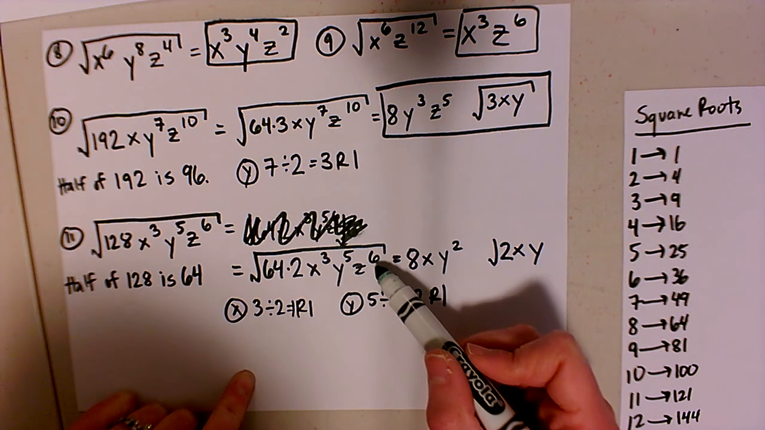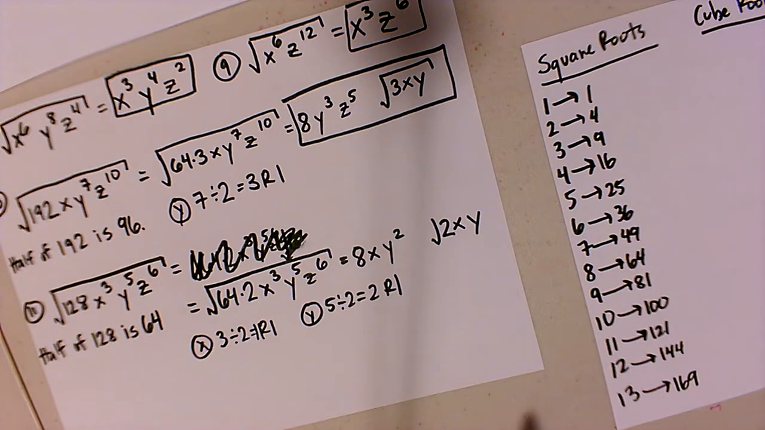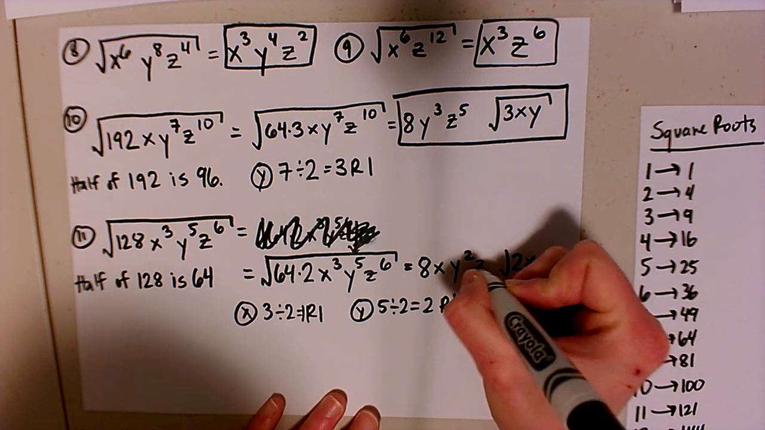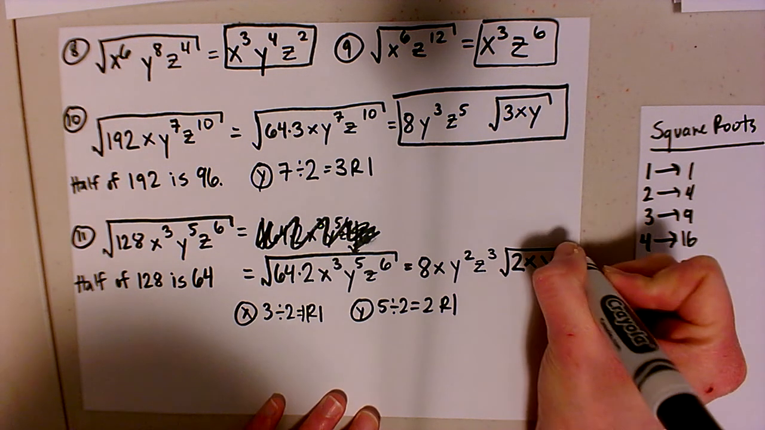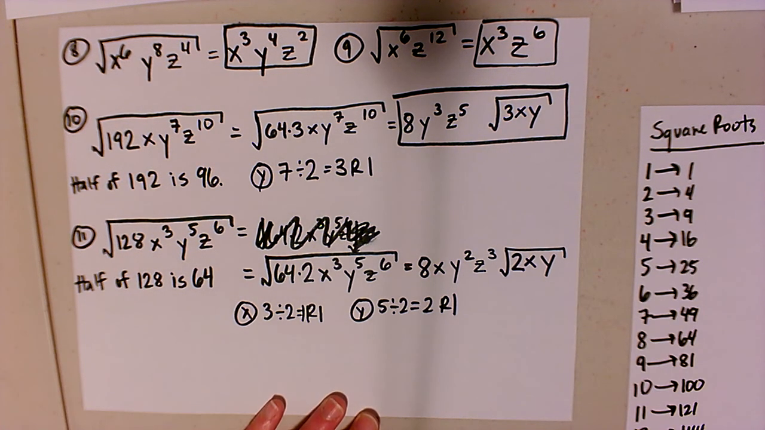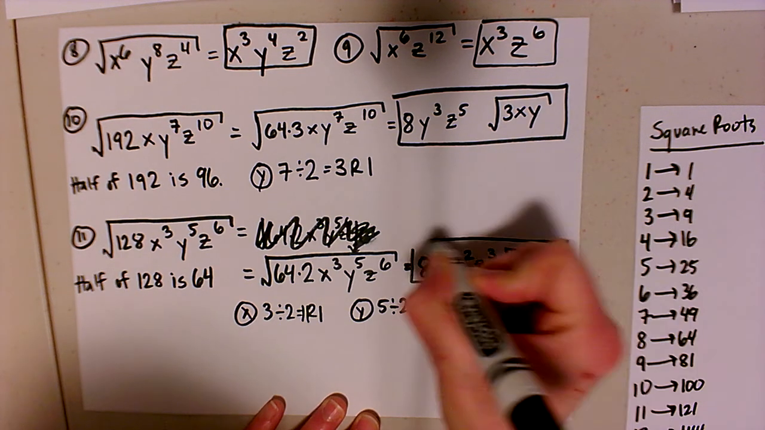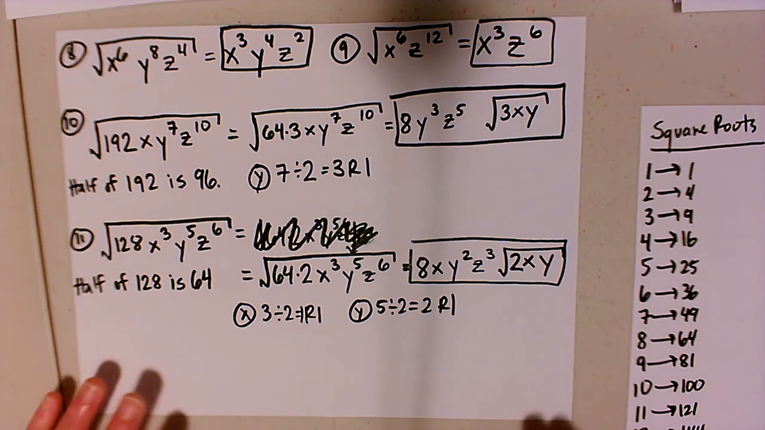And then for z to the 6th, well, that's a perfect power, or a perfect multiple of 2. So 6 divided by 3 is... so 6 divided by 2 is 3, so then I just have z cubed on the outside, and I don't need anything else for z on the inside, so then this whole thing is my answer.